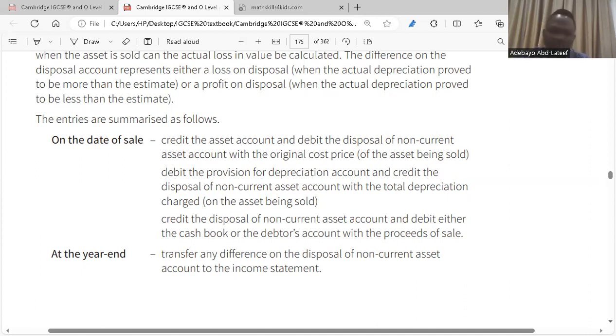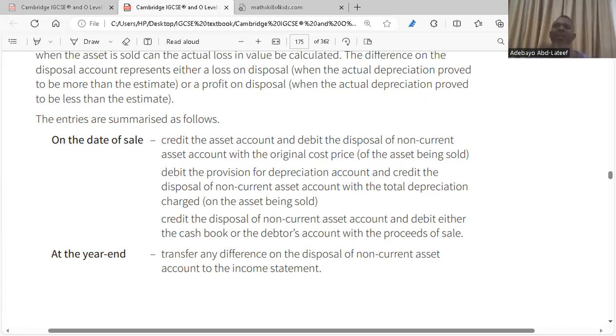So you credit the disposal account, we talked about that. At the end of the year, the difference between them, you transfer it to your income statement. So the difference, maybe 3,200, goes to your income statement. You have the value for the assets.